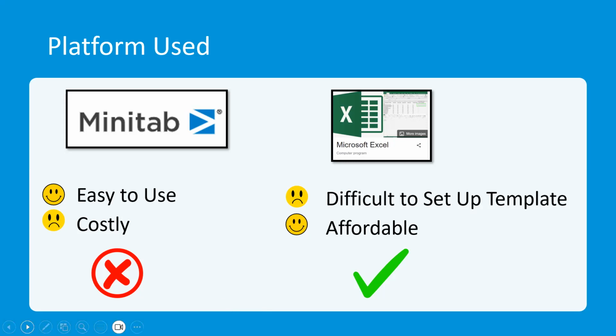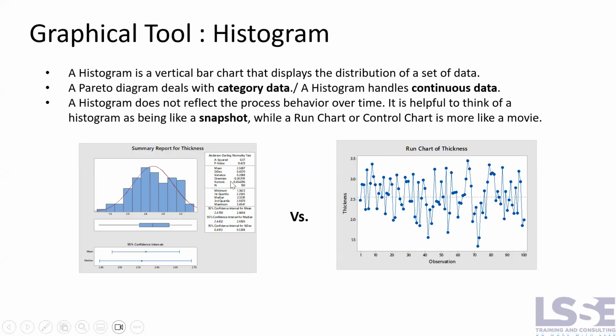Okay, let's continue on. We now go to the first tool, which is the histogram. The histogram is just a vertical bar chart that displays the distribution of a set of data. You might have been familiar with this already in the first session, because I gave an example of the chewing gum.